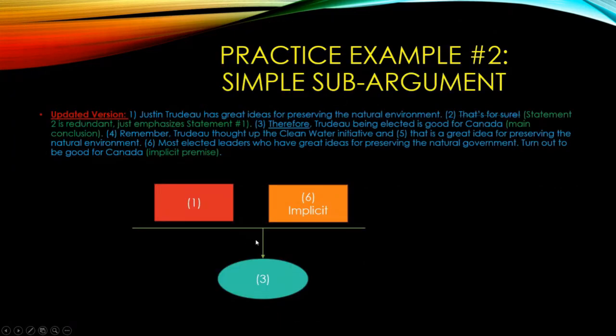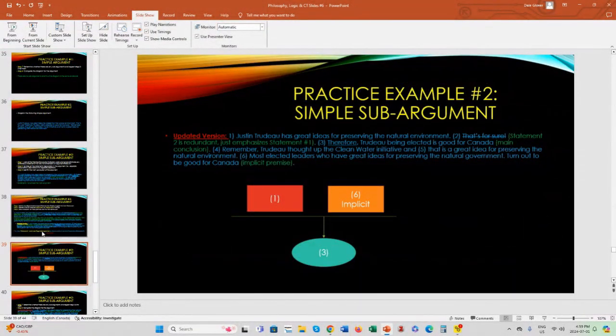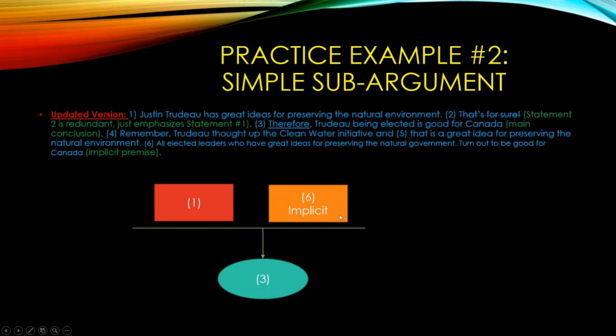Beautiful. Statement 3 is a circle. That's the main conclusion. We have the logical inference arrow. We have premise 1 in a square: Justin Trudeau has great ideas for preserving the environment. Statement 6 as an implicit premise we've added, whereby all elected leaders who have great ideas for preserving the natural environment are good for Canada. So excellent. And these are dependent. So that's why the line is drawn underneath. And then you have that arrow for logical inference.